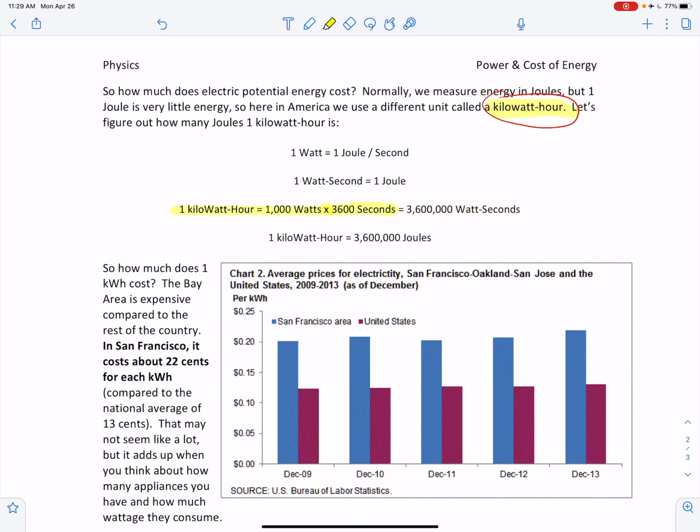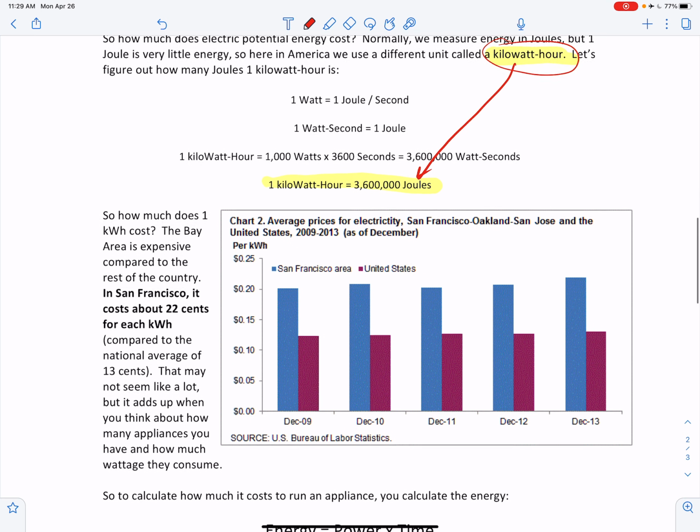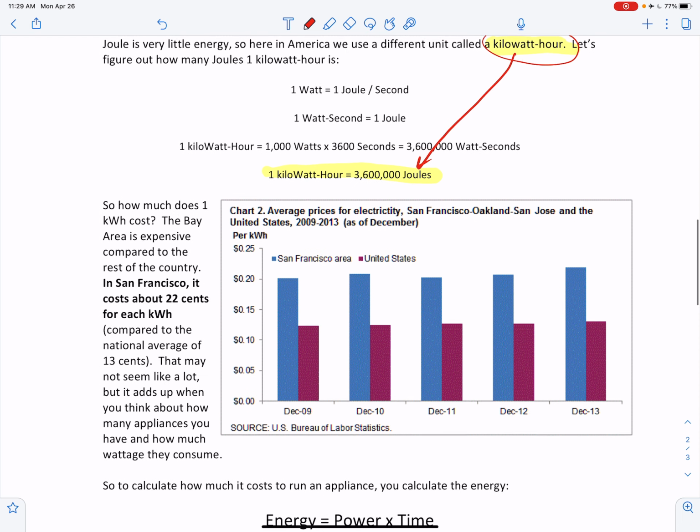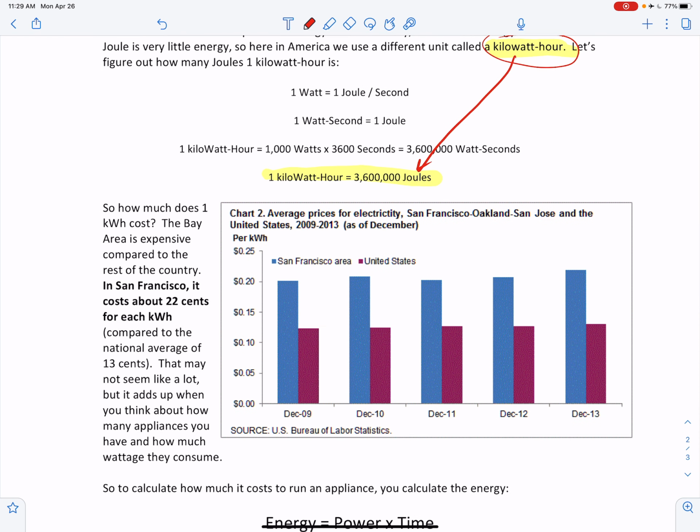Therefore, a kilowatt hour is equal to 3.6 million joules. That's the connection that I want to make here. A kilowatt hour is 3.6 million joules of energy. That's a lot. All right, so what does that actually look like, a kilowatt hour?